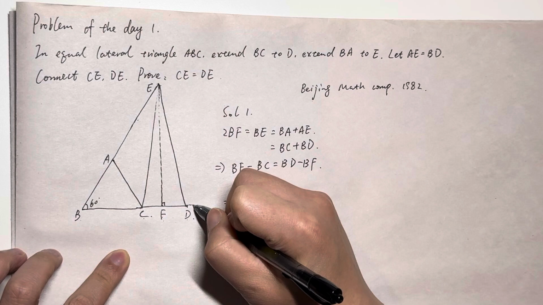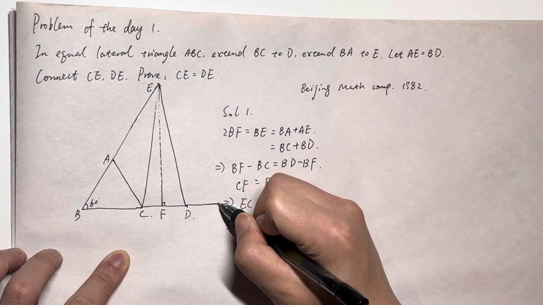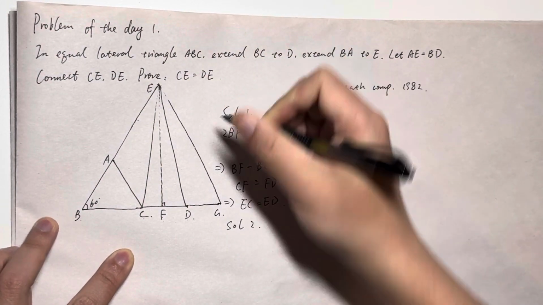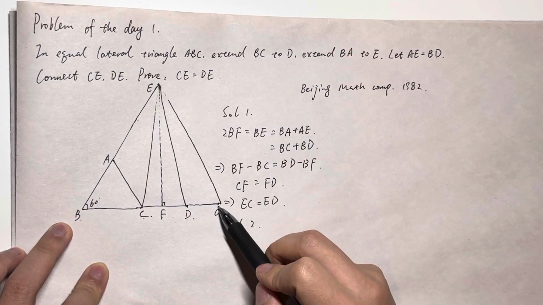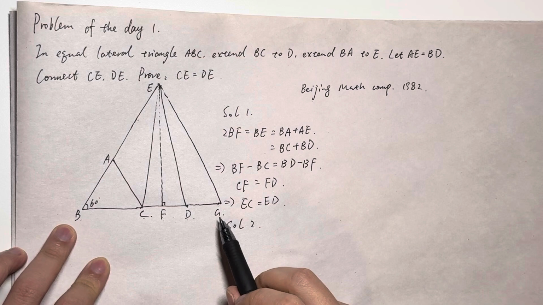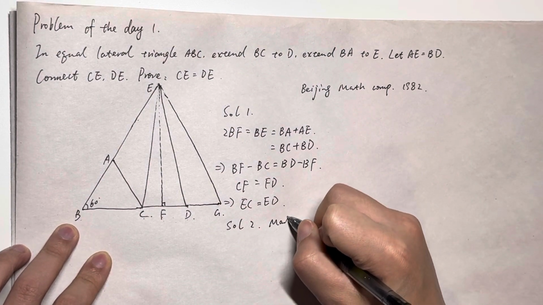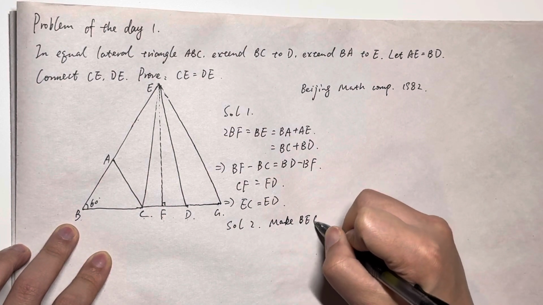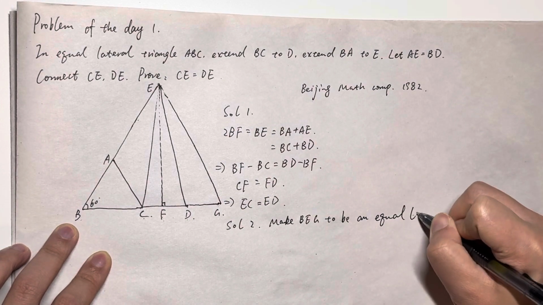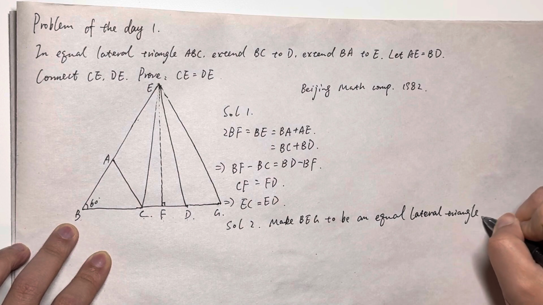which is to just extend BC to another point G, right? So form BEG to be an equilateral triangle. So make BEG an equilateral triangle, right?